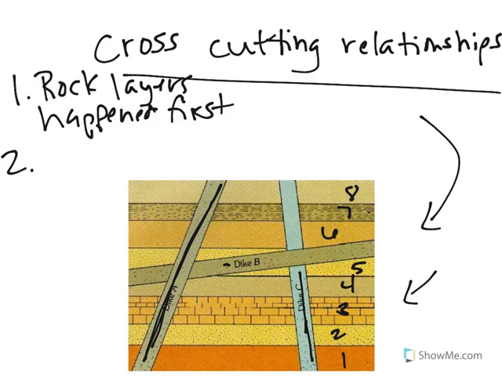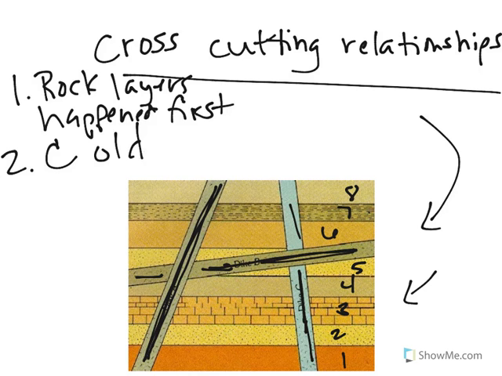Now, the next thing this can also tell me is the order in which these igneous dikes came in. So if you look, dike A here is clearly cutting across dike B. So that means dike A is younger than dike B. Now if we look, dike B is clearly cutting across dike C. So that tells me that C is the oldest, then I have dike B, and then I have dike A.